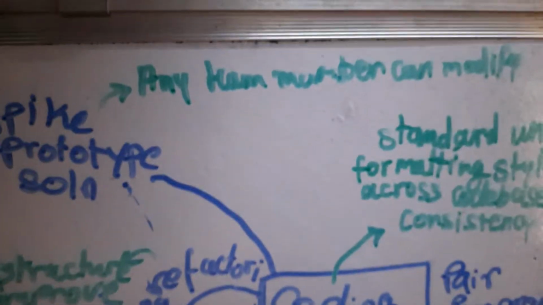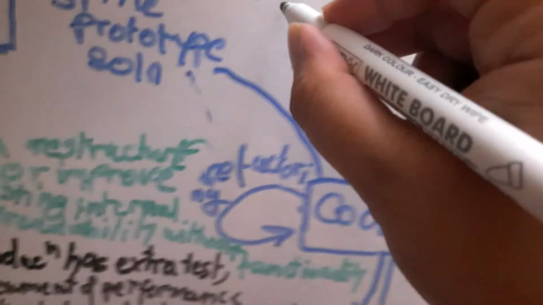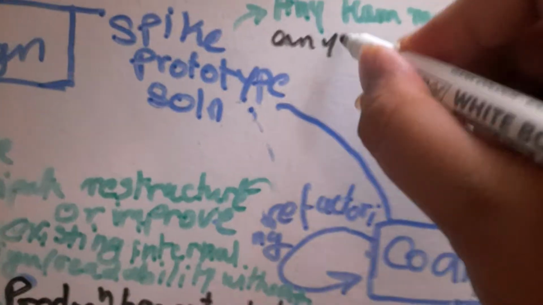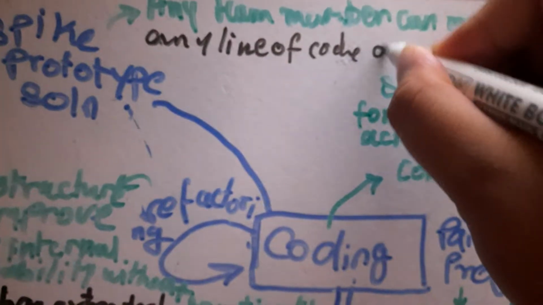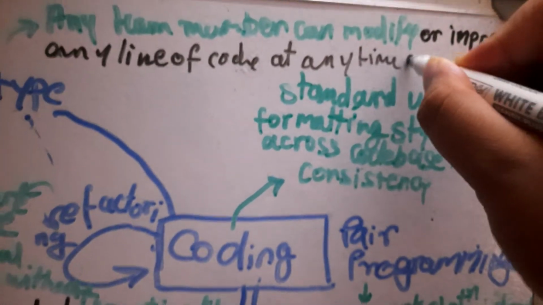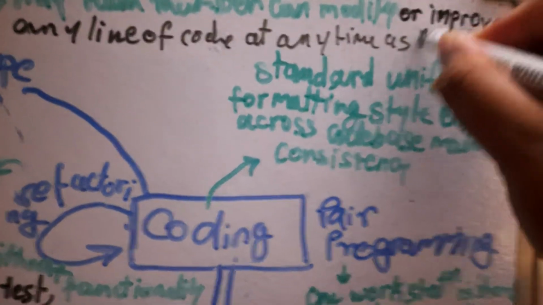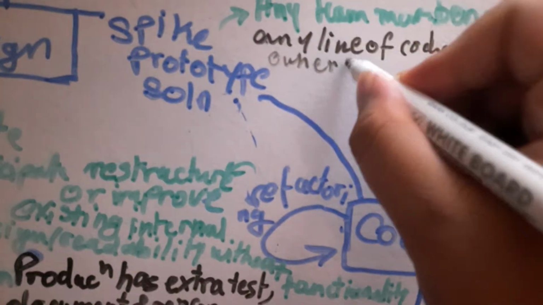Ouch. So where we were, any team member can modify or improve any line of code at any time due to collective ownership.